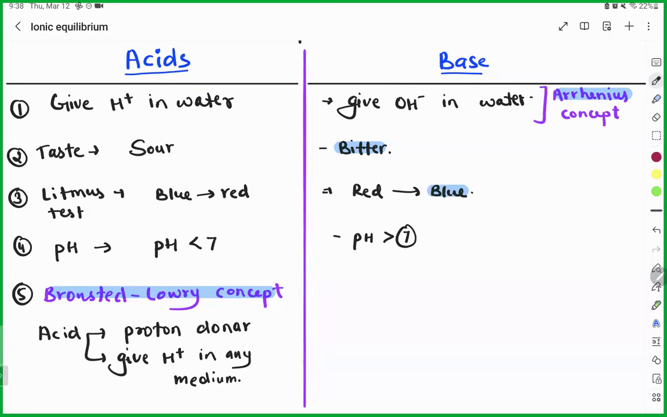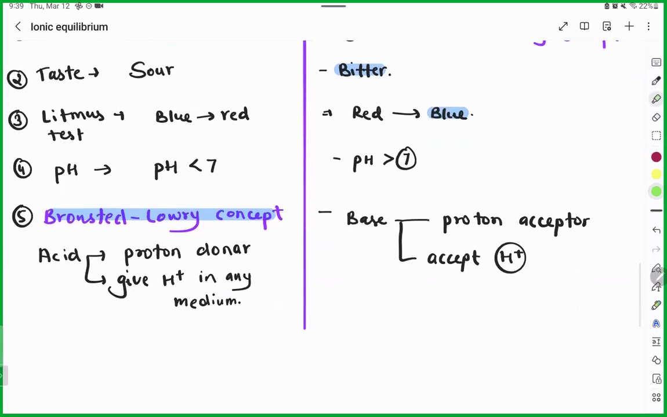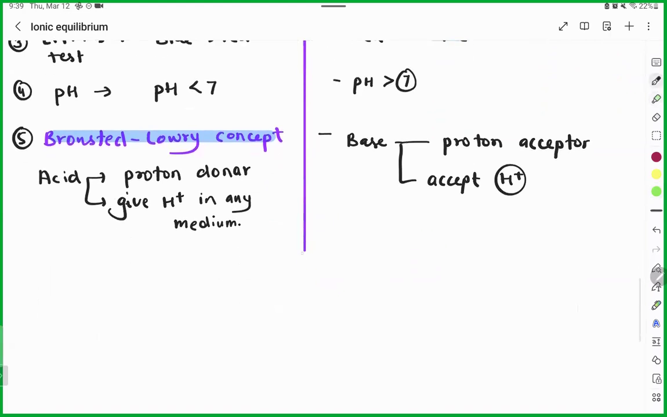If you define a base, it will be a proton acceptor, opposite to the acid. A base will accept H positive ion, like ammonia. Ammonia is a base not because it releases OH negative ion, but because ammonia accepts H positive ion and becomes ammonium ion. Make sense, guys? Any doubt? No doubt, sir.